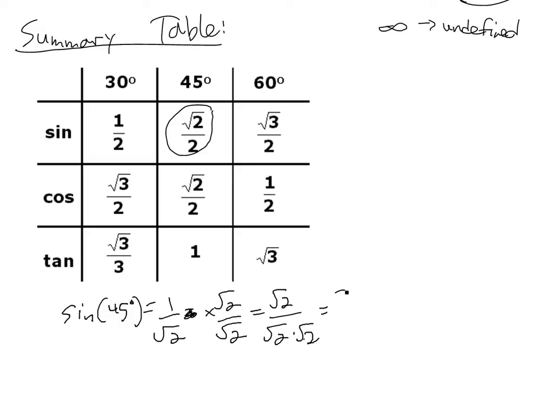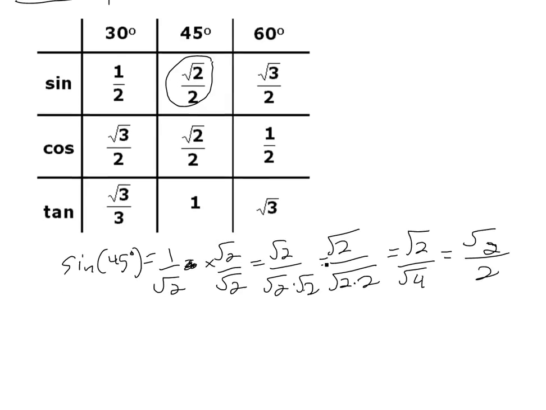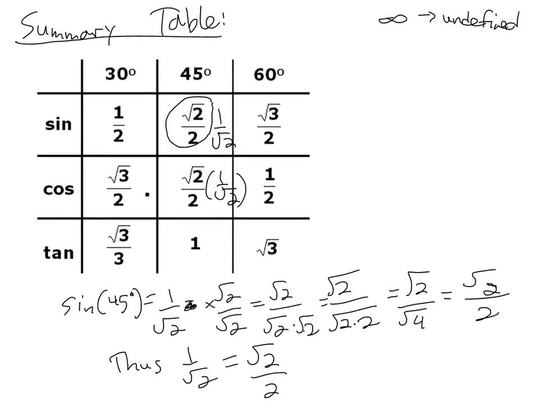This equals square root of 2 over square root of 4. I'm just going the long way. This is square root 2 over 2. So basically they're the same thing. Thus 1 over square root 2 equals square root 2 over 2. So that's what they wrote here, or you could do 1 over root 2, and so on. So that's what some do.